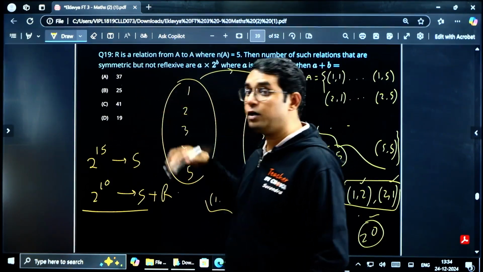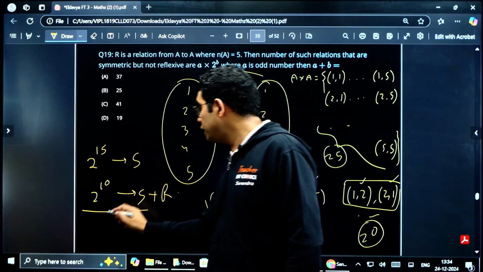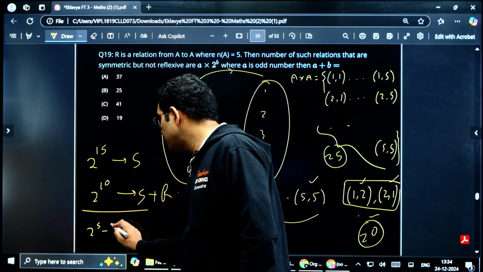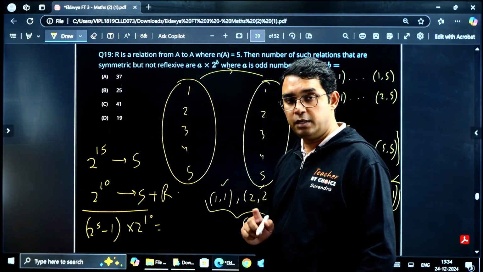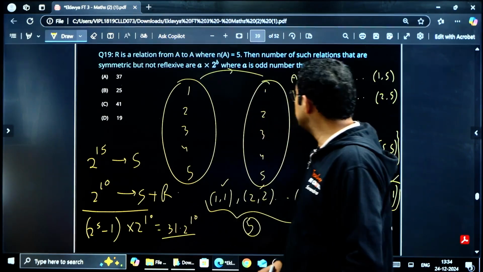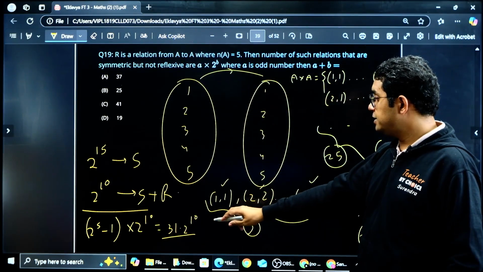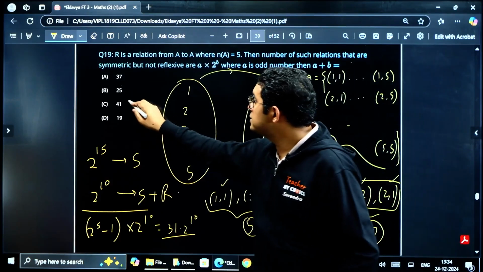If you want symmetric but not reflexive, I have to subtract 2 power 10 from 2 power 15. So it will become 2 power 5 common, or maybe 2 power 5 minus 1 into 2 power 10. 2 power 5 is 32, so 31 into 2 power 10. So that is the answer. So here A is an odd number, so A is 31, B is 10, so A plus B will be equal to 41. That is the answer.